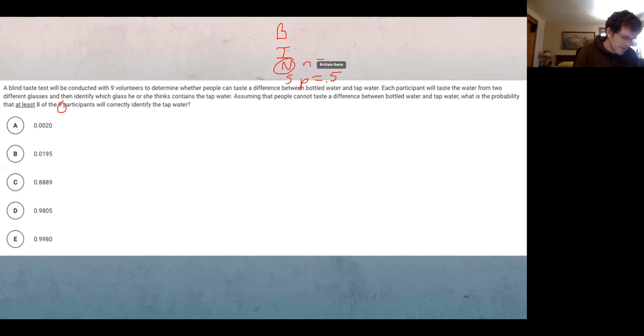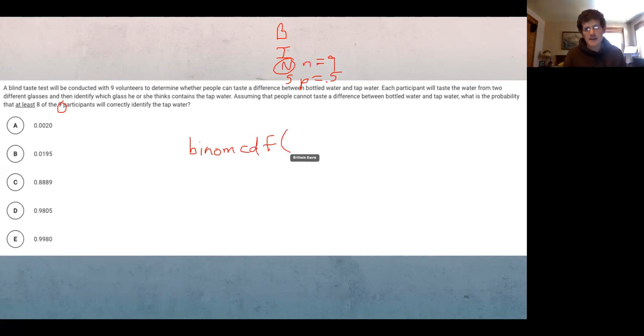The number of trials we have is 9. So at this point, we want to find the probability of getting 8 or 9 successes out of 9. So pretty straightforward at this point. It's going to be binomial CDF. And I want to figure out the probability that, since I have to go left to right, anywhere from 0 to 7 people guess correctly. And whatever the complement of that is will be my answer.